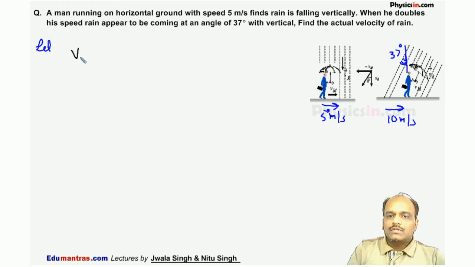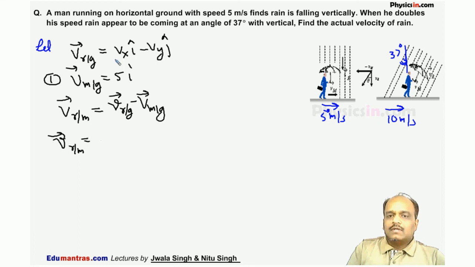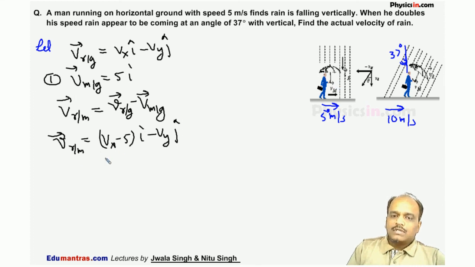Now let velocity of rain with respect to ground be Vx i cap minus Vy j cap. In the first case, the velocity of man with respect to ground is 5 i cap. So velocity of rain with respect to man in the first case is velocity of rain with respect to ground minus velocity of man with respect to ground. This is the velocity of rain as seen by this man. So velocity of rain with respect to man is (Vx minus 5) i cap minus Vy j cap. And this man is saying the rain is falling vertically. So the horizontal component is 0, or Vx is equal to 5 meter per second. So the horizontal component of the rain is 5 meter per second.